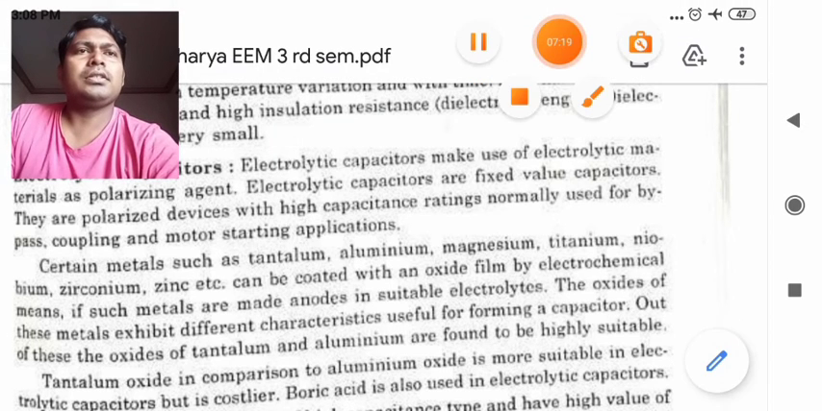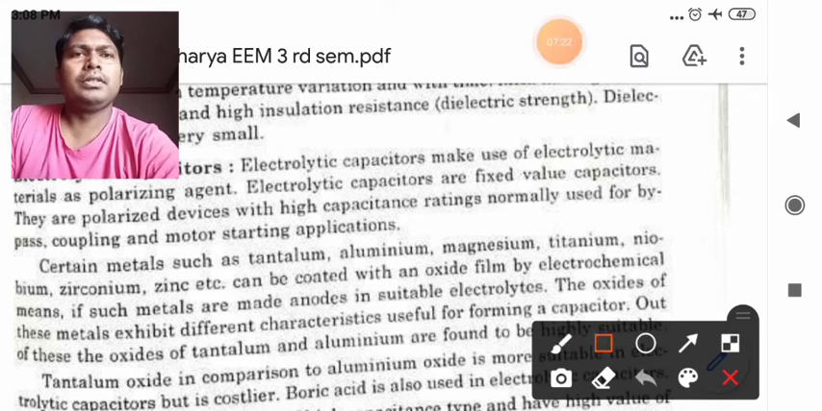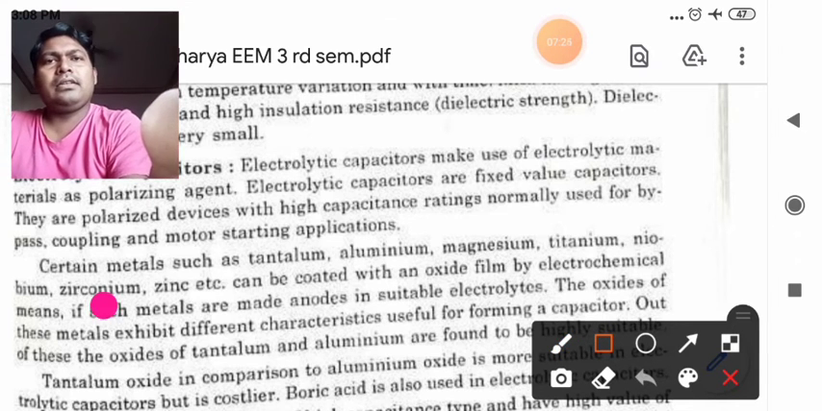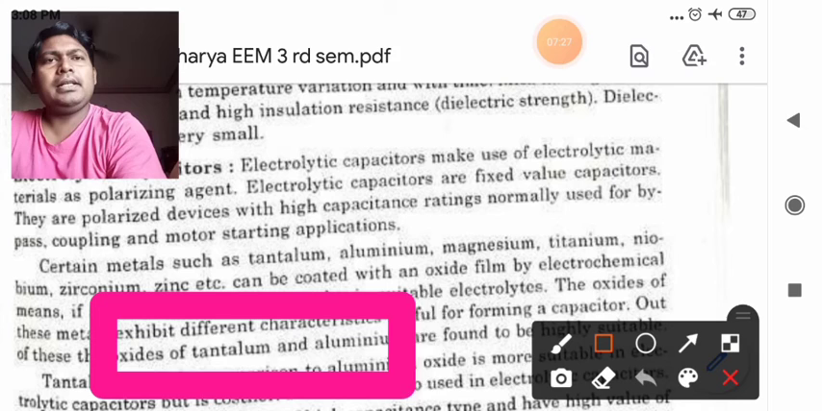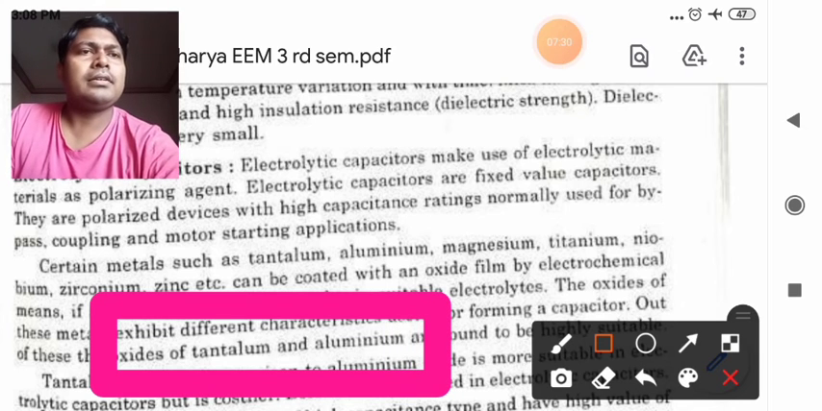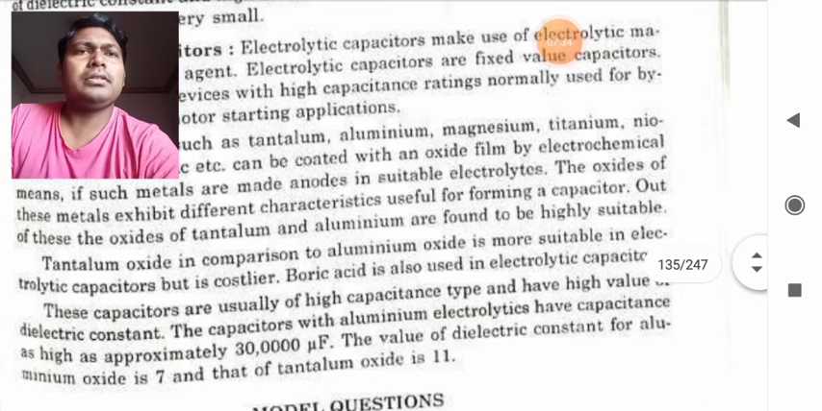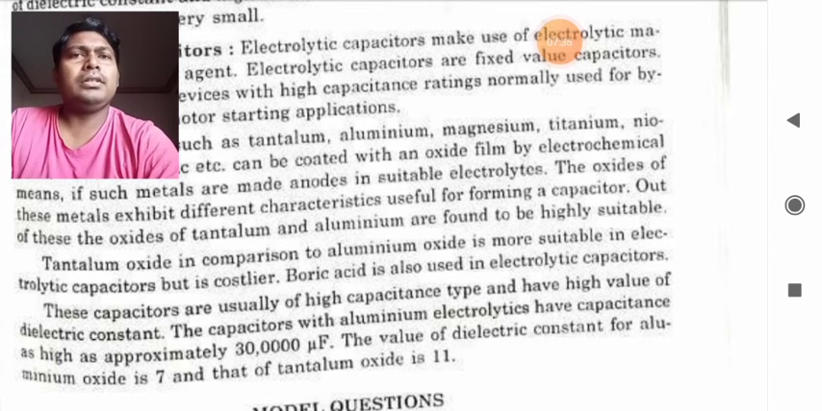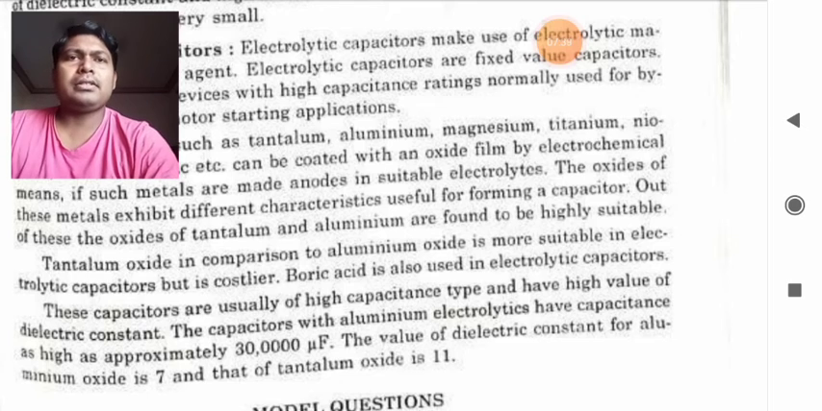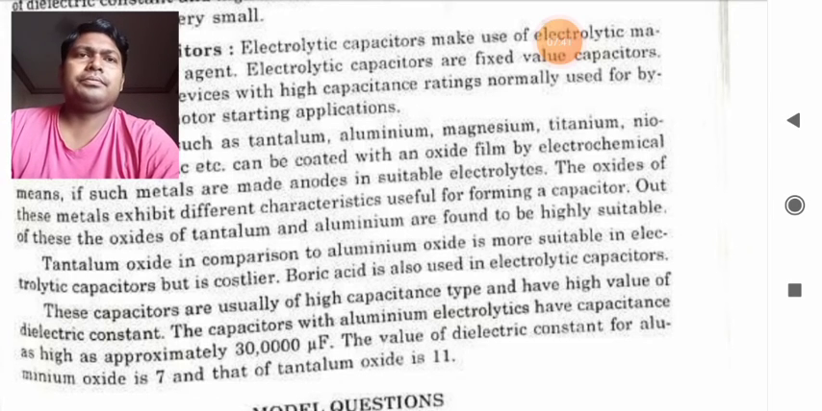Let me just point it out so that it will be easier for you. Oxides of tantalum and aluminum are quite useful, and tantalum oxide in comparison to aluminum oxide is more suitable in electrolytic capacitors but is costlier. Boric acid is also used in electrolytic capacitors. These capacitors are usually of high capacitance type and have a high value of dielectric constant.